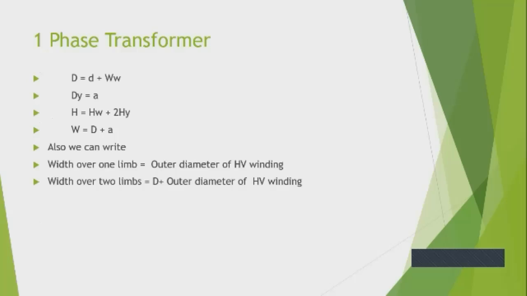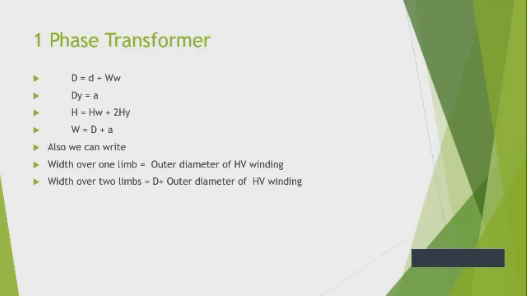For single phase transformer, D is equal to D plus WW. dy is equal to A. H is equal to SW plus 2HY. W is equal to D plus A.